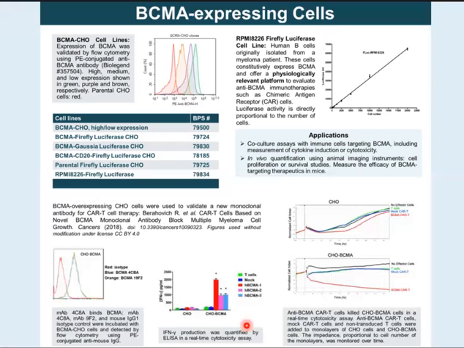Then they measured CAR T-cell induced cytotoxicity in co-culture experiments. As shown here, the CAR T cells that express the right antibody construct killed the BCMA CHO cells, but they didn't kill the control CHO cells.